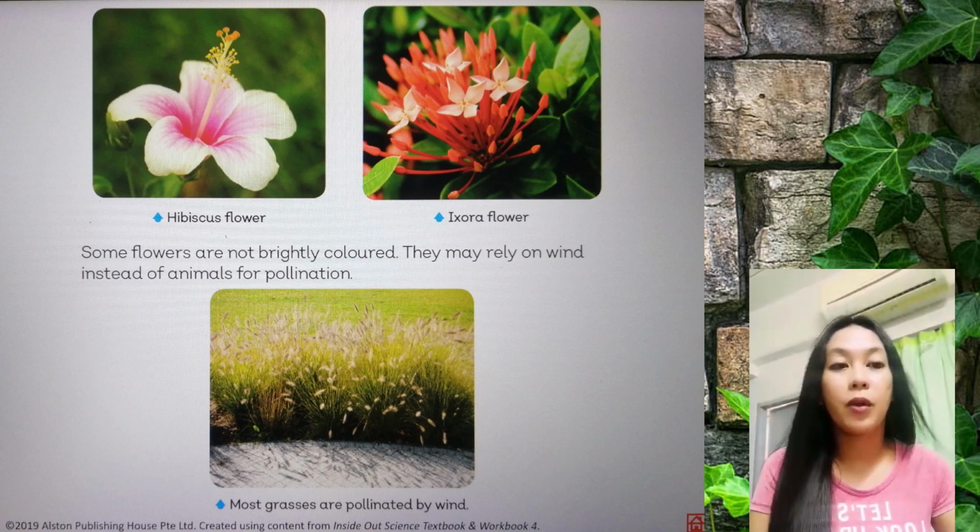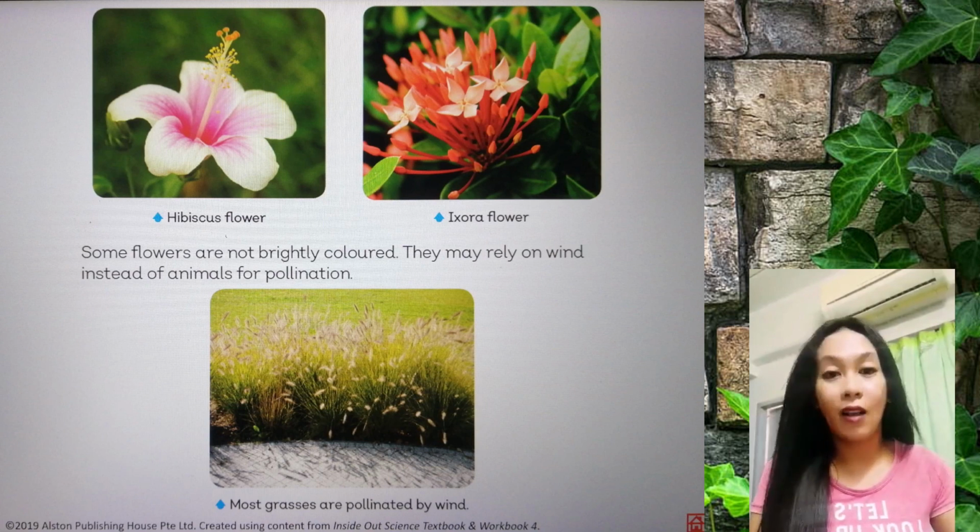A pollen tube grows from the pollen grain, and then the pollen tube grows down the style towards the ovary. And then the pollen tube reaches the ovule, and the male reproductive cell moves down the pollen tube and fertilizes the female reproductive cell in the ovule.